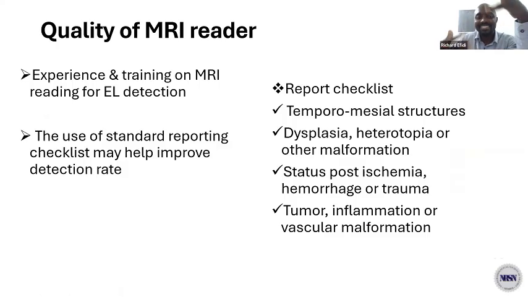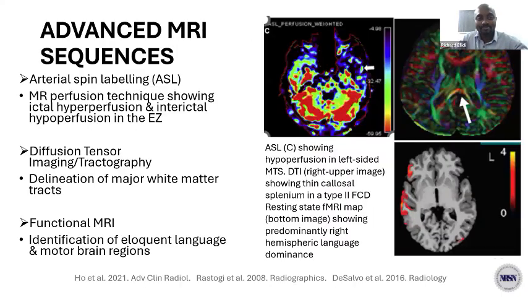Now, a major way to improve the quality of the MRI reader is, of course, apart from training and experience, usually the use of a standard reporting checklist to rule out each of the important causes of focal epileptogenic lesions, because the spectrum of the important causes is not many. So by ruling out each of the causes, it helps to improve the detection rate.